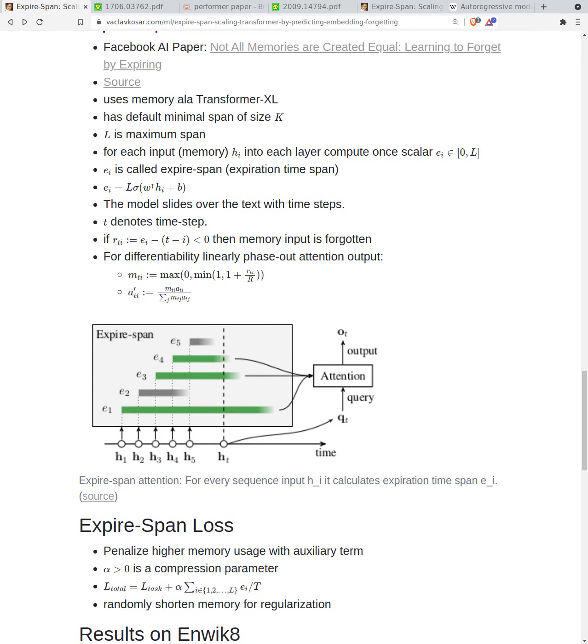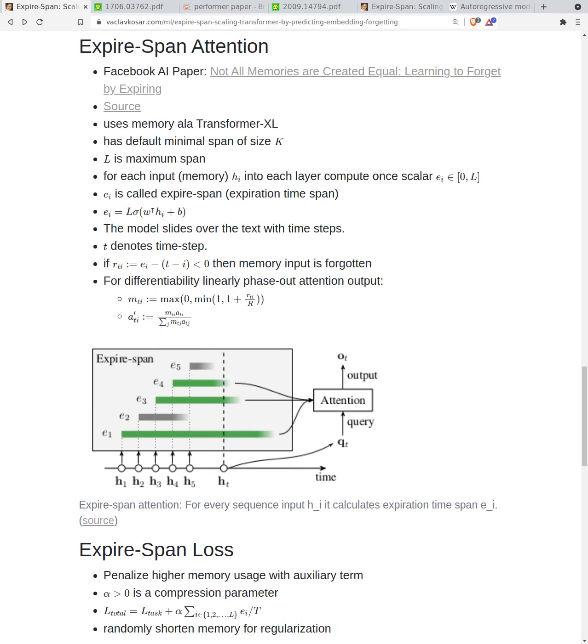What is the effect of forgetting tokens? Well, the most important part is that we again compress the amount of tokens on which we calculate the attention, and that's why it's important. We save the memory, we save computation, we reduce the computational complexity.